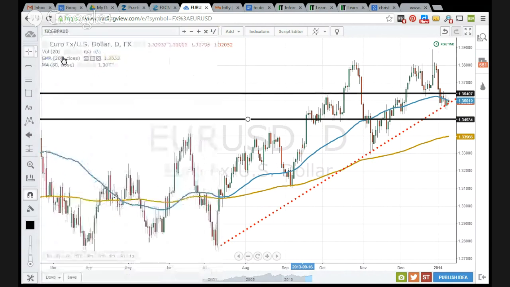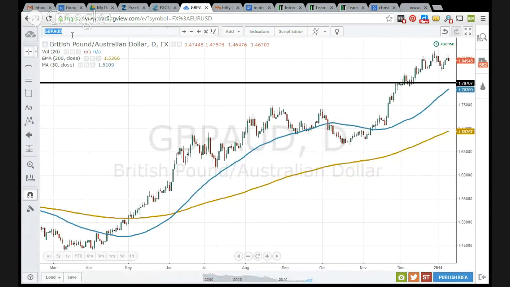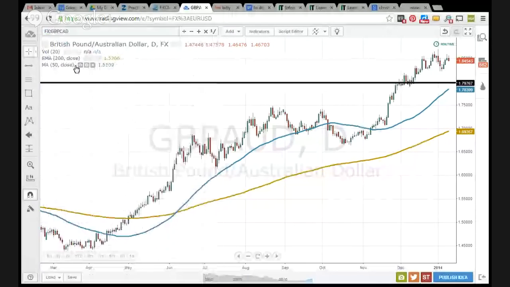Let's go through pound pairs. Pound Australian dollar, same deal as Euro Australian dollar, waiting for the pullback. We have that level identified. It's about 500 pips away at this point, so we'll of course check back in daily.